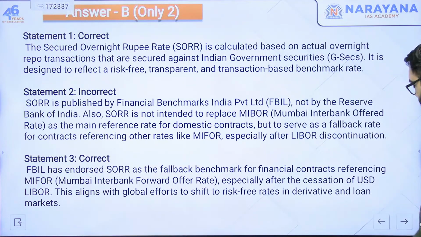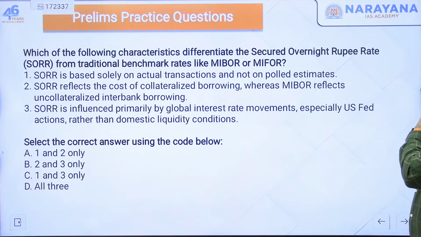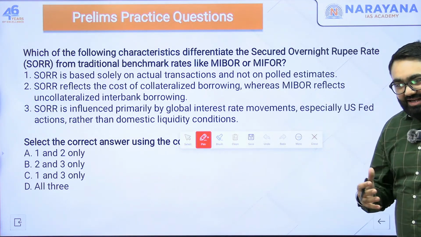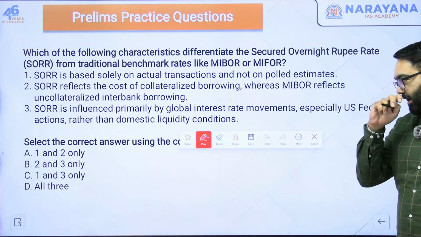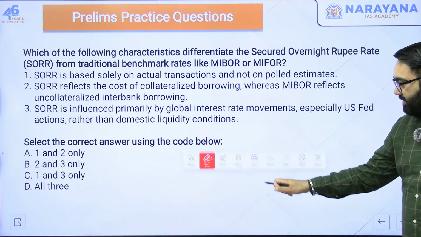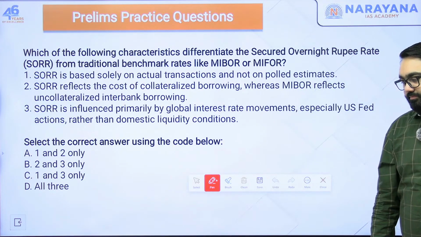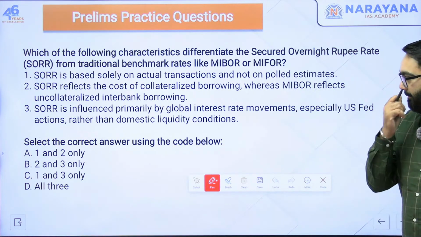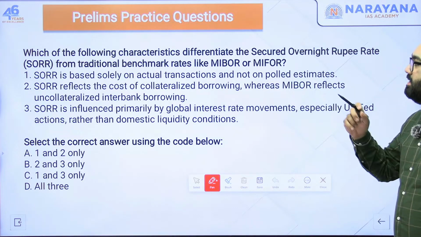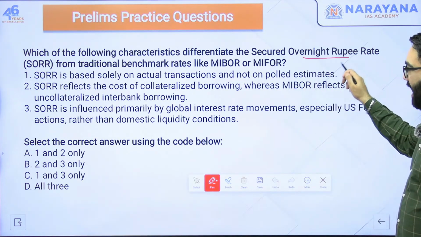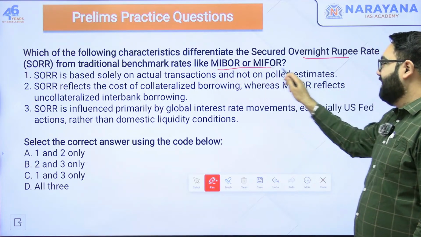Moving on, one more question here for you. Which of the following characteristics, again, read this, pause on the screen, and then decide your answer, write it in the sheet that you have, so that you can check and then you can play it again. Which of the following characteristics differentiates SORR from MIBOR or MIFOR?